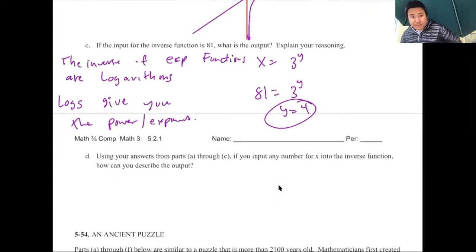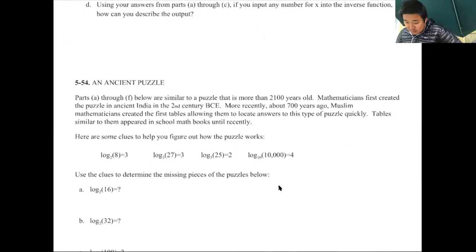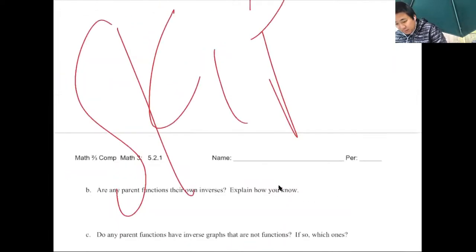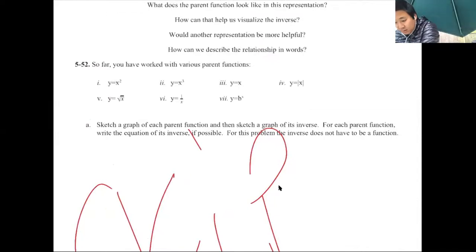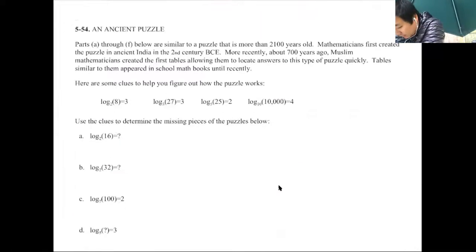So parts 52 to 55. So far you've worked with these different functions. I think it's 54, sorry. There are some clues to help you figure out how the puzzles work. You use the clues to determine the missing piece.